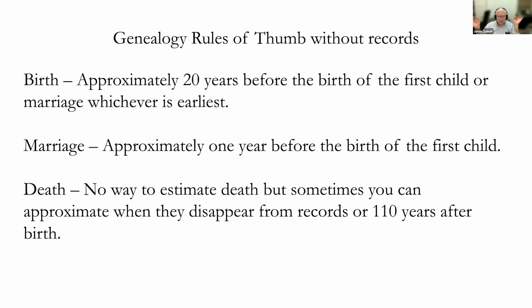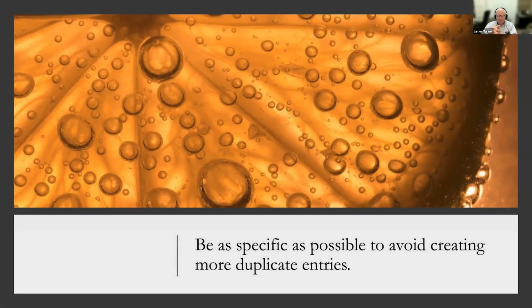But there's no way to estimate a death. Sometimes you have to approximate when they disappear from the records. You have to say he was born before a certain date because it would otherwise be ridiculously long, or he was born after a certain date because that's the last record you have that shows the person was alive. If you're accurate in your estimate, then you have a chance of finding the record using that as the time period. So be as specific as possible to avoid creating more duplicate records.